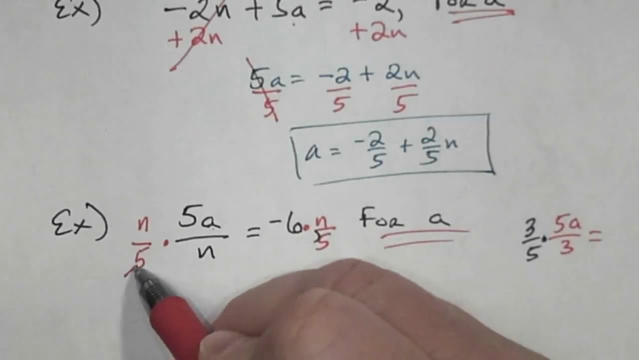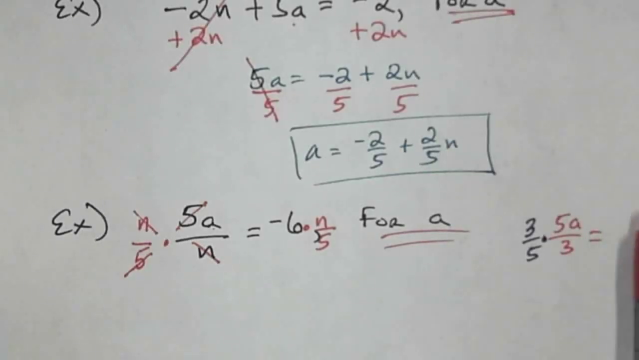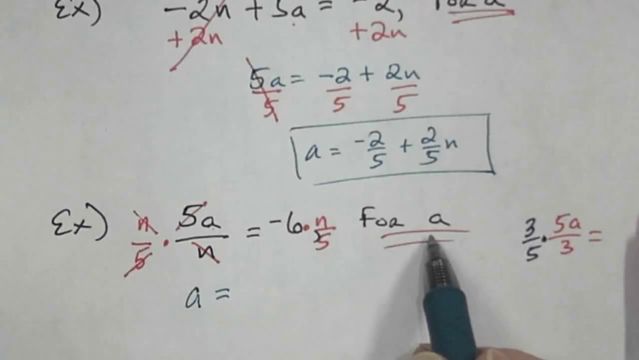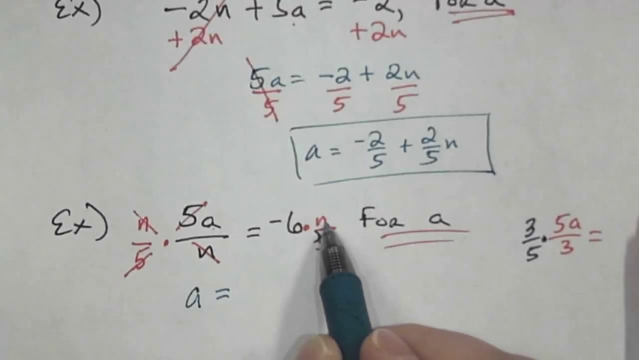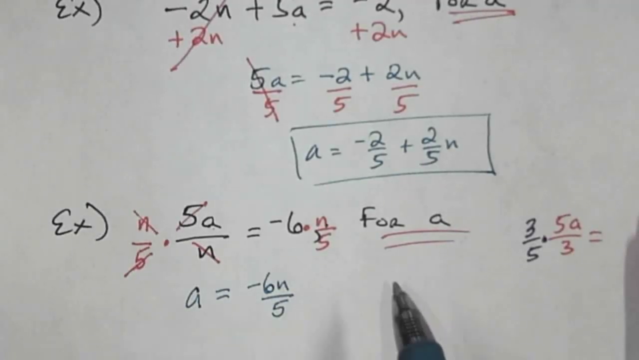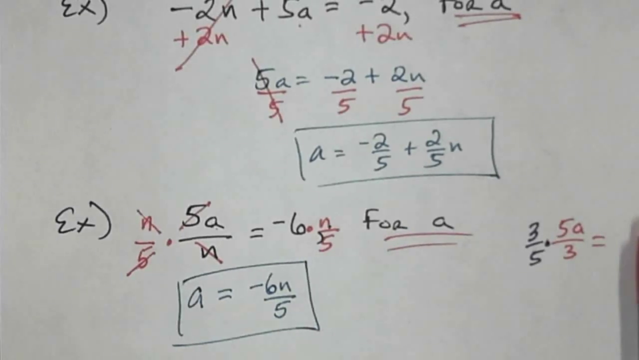See, this way 5 cancels 5 and n cancels n, and I'm left with a all by itself like I want to. And then what is negative 6 times n? Well, we write it that way, and then it's divided by 5. Doesn't simplify, so we're done. So there's a quick little short video here of just solving a literal equation, solving for another variable so that it balances out.